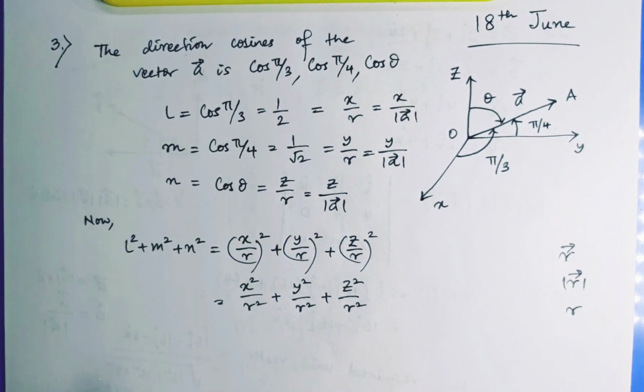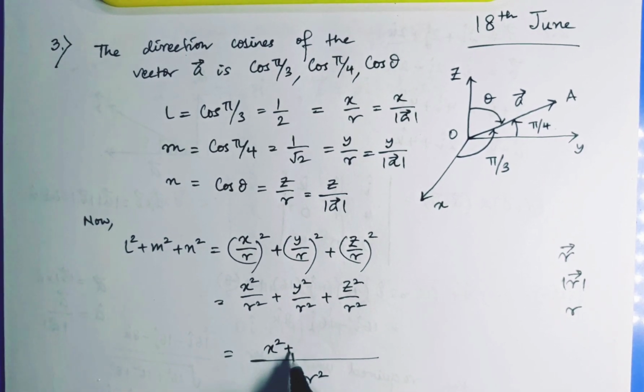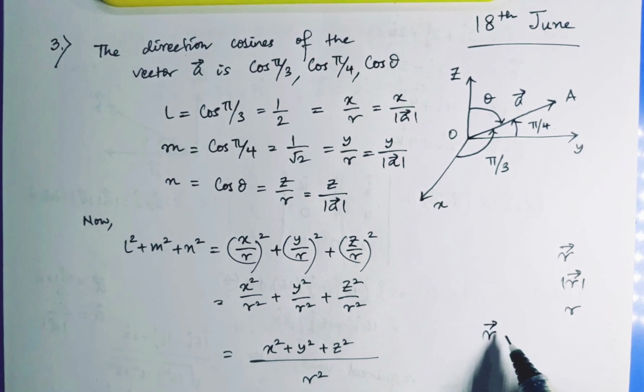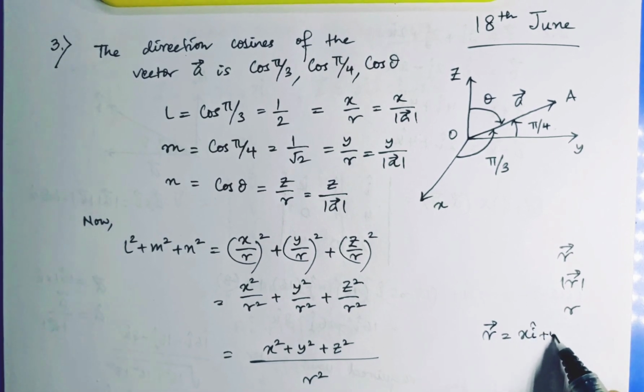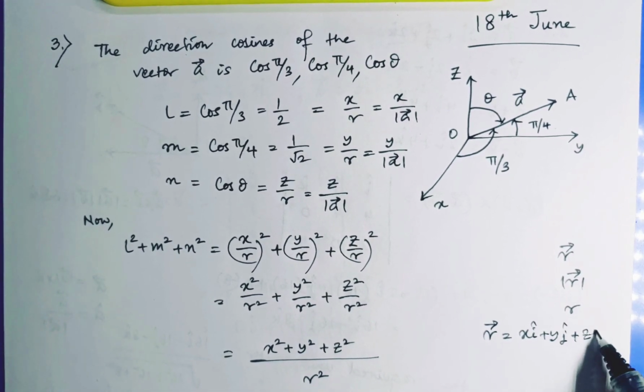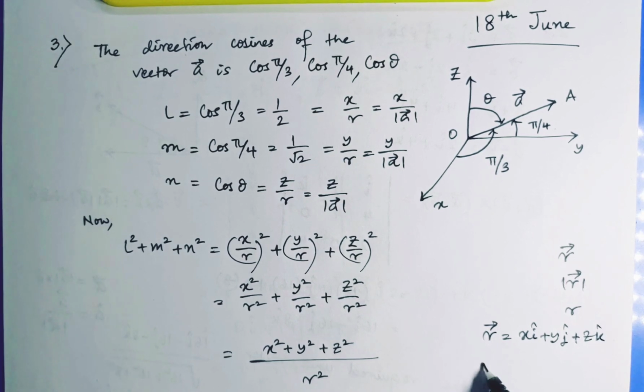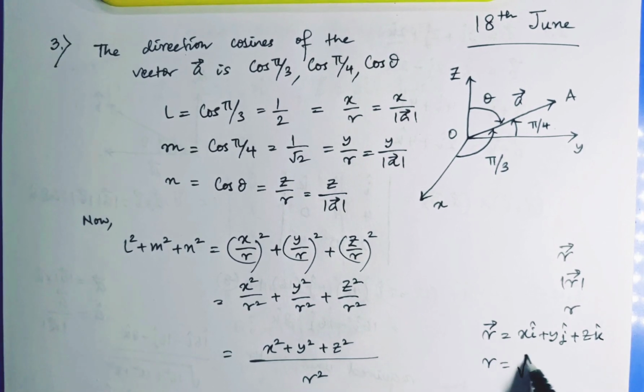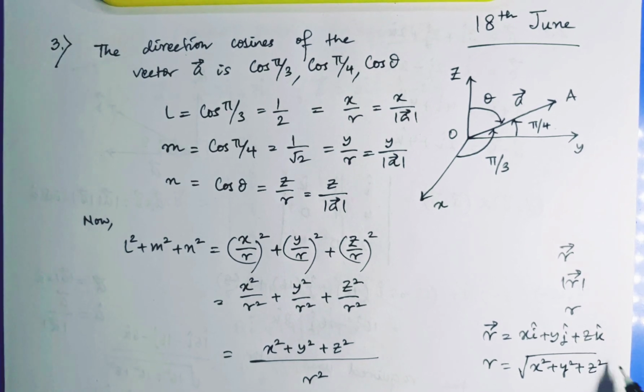Yes or no? Now if I take the LCM, what do I get? R square in the denominator, and I get X square plus Y square plus Z square. Can you tell me what X square plus Y square plus Z square is? We have learned this previously. R vector is equal to what? X i cap plus Y j cap plus Z k cap, right? And the magnitude of R is equal to what? Root over x square plus y square plus z square, right?